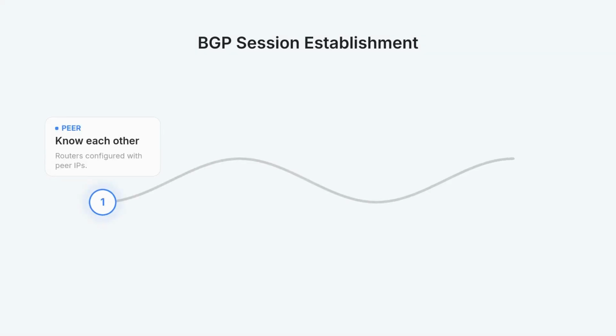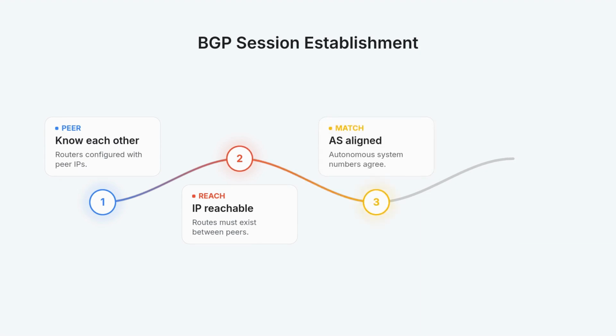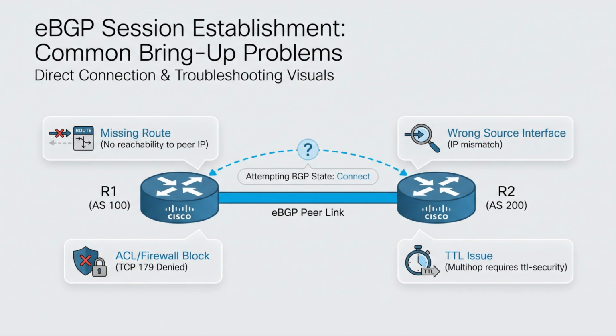A BGP session does not appear just because two routers know each other's addresses. The peer IP has to be reachable, the autonomous system values have to align with expectation, and TCP port 179 has to work end to end. Directly connected BGP neighbors might seem simple. However, issues like missing routes, ACLs, firewalls, wrong source interfaces, or TTL behavior can disrupt the session before BGP starts. For iBGP, loopbacks are often used as stable peering addresses, requiring underlying reachability through an IGP and the correct update source.